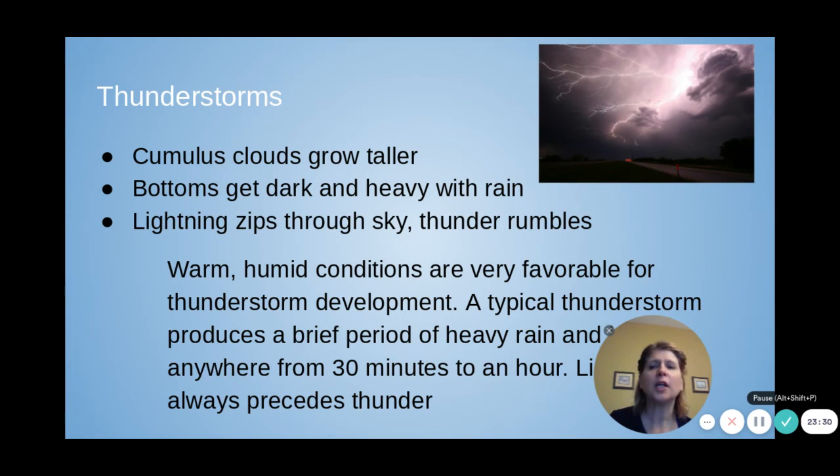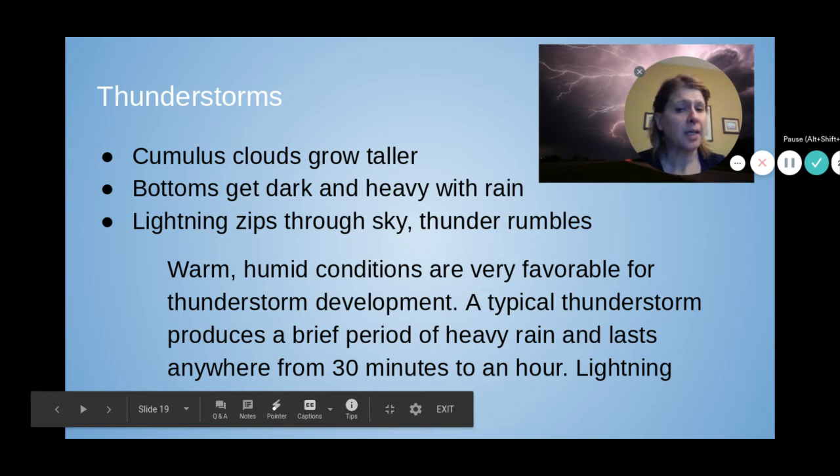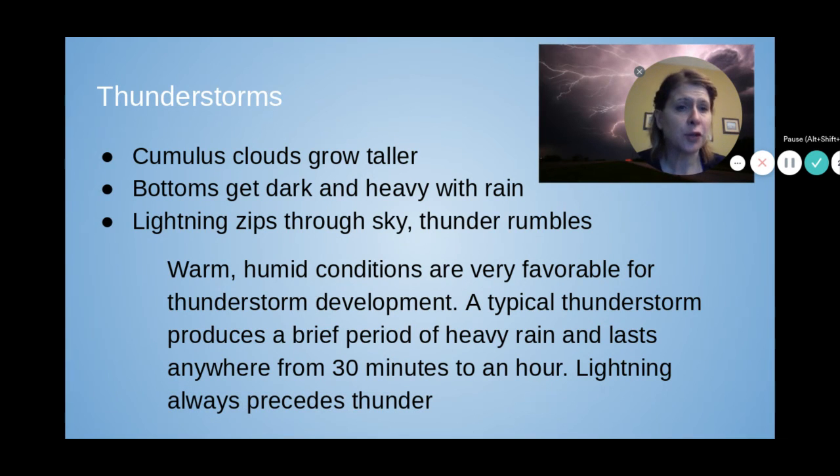We're going to talk about this later in the year. Lightning is seen first, followed by the sound of thunder, because light travels much faster than that of sound. So if you see lightning, then you will hear thunder afterwards. So lightning zips across the sky, and then you hear thunder. Warm, humid conditions are more favorable for thunderstorms, and typical thunderstorms produce periods of heavy rain that lasts anywhere between 30 minutes to an hour. Lightning always precedes thunder because light is faster than sound. But you will hear the thunder, but somewhere along the way there was some lightning.